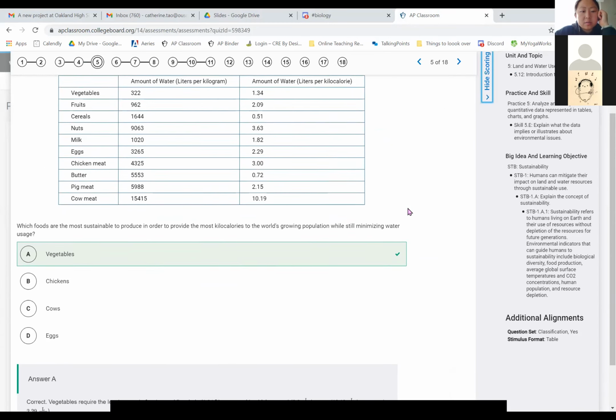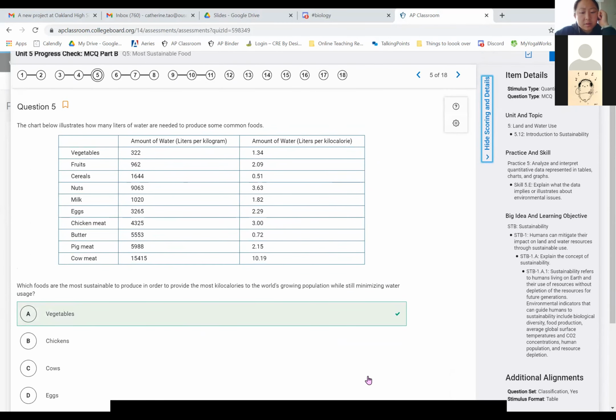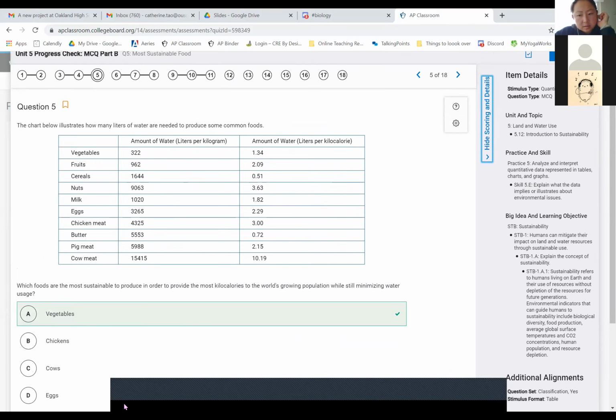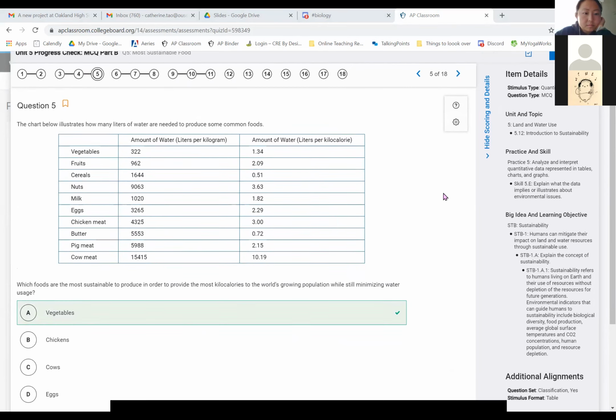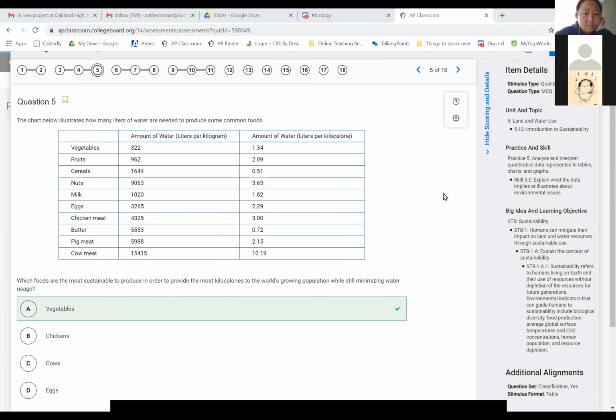Before we read their explanation, do you want to talk me through what you're seeing on the table and what you're reading into the question? I know that as the food products get more complex to grow and cultivate, it uses a lot more water. I first went through dividing the amount of water. I was kind of confused on how to determine which one.